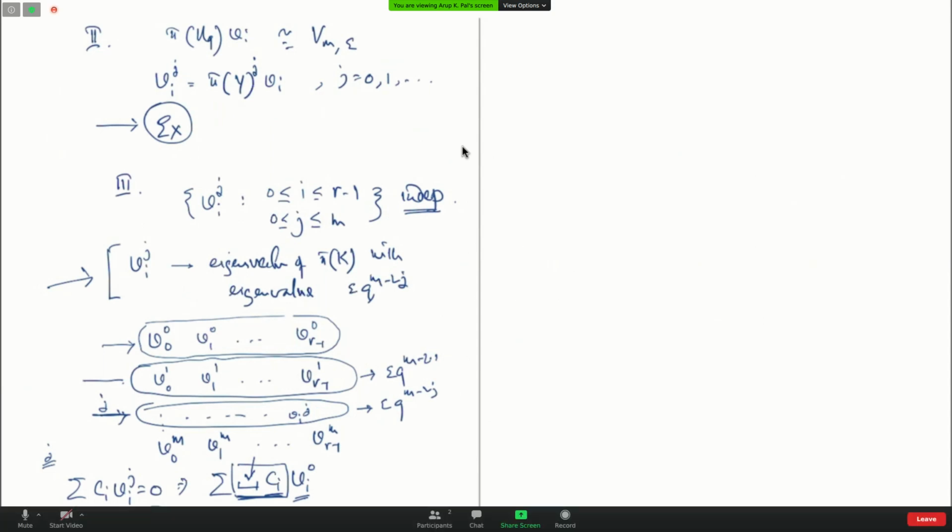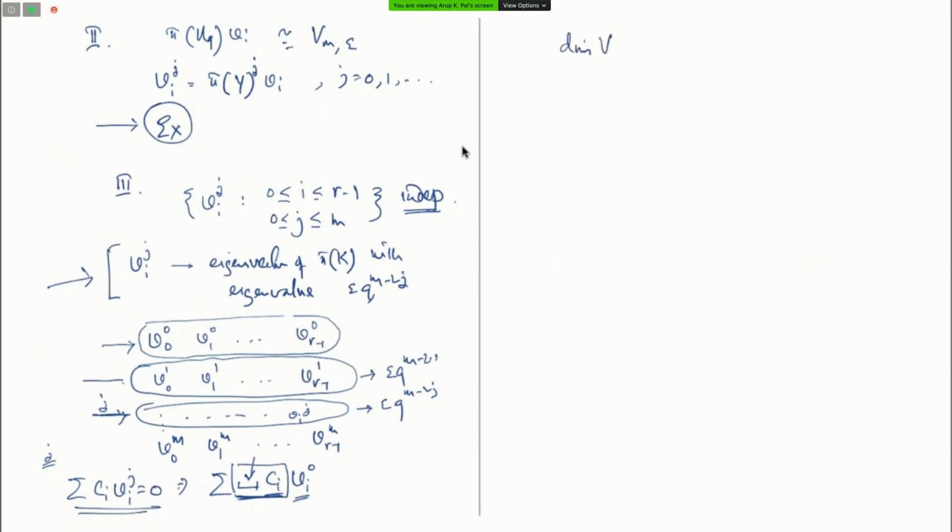Now we just compute the dimension of V. Dimension of V is m into r. We had that filtration of subspaces. So it would be this.